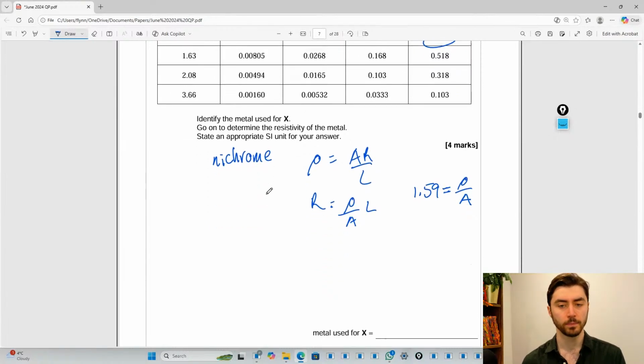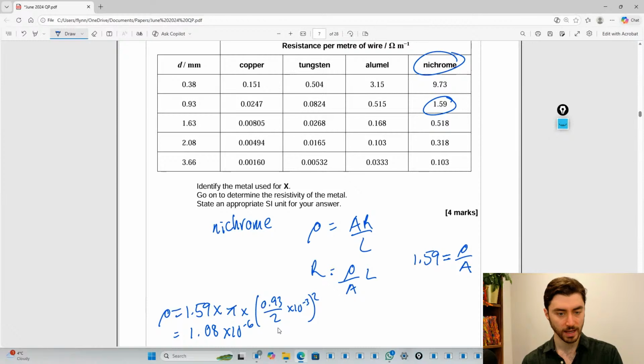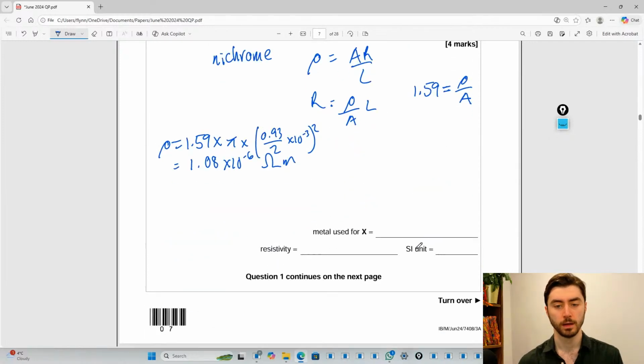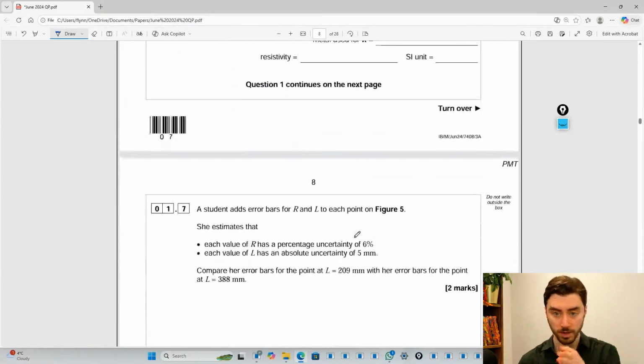And so to determine the resistivity, we know that rho is equal to 1.59 times the area, which is pi times the radius squared. And the radius is 0.93 over 2 times 10 to the minus 3, squared. If I run all that in a calculator, 1.59 times pi times 0.93 all over 2 times 10 to the minus 3 all squared, I get 1.08 times 10 to the minus 6. What's the unit? Ohm meters. I got the unit by saying it's resistance, which is ohms, and then area over length is meters. So it's ohm meters.